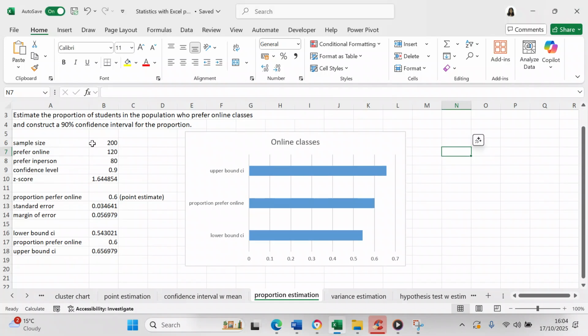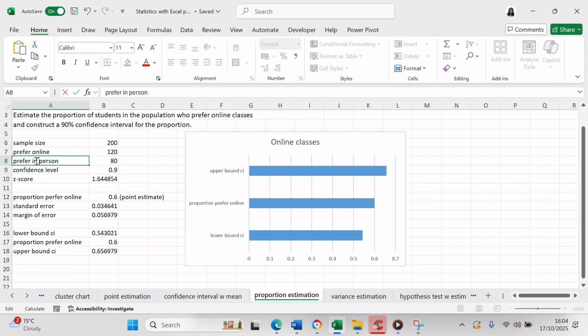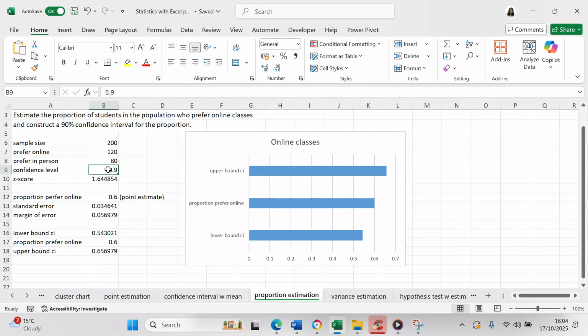we have a sample size of 200 and 120 prefer online classes. So that means 80 prefer in-person classes. Your confidence level is 90% and your z-score is NORM.S.INV(0.95). The reason why it's 0.95 is that 90% is based upon a two-tailed test, and half of a two-tailed test is 0.05. So your z-score is 1.644.